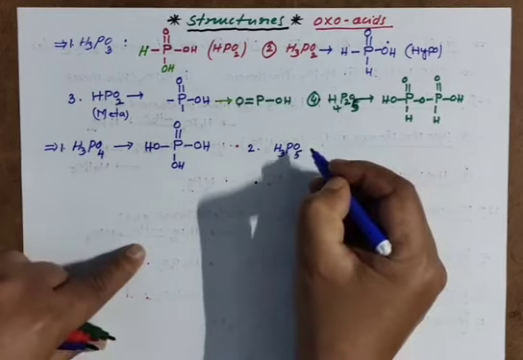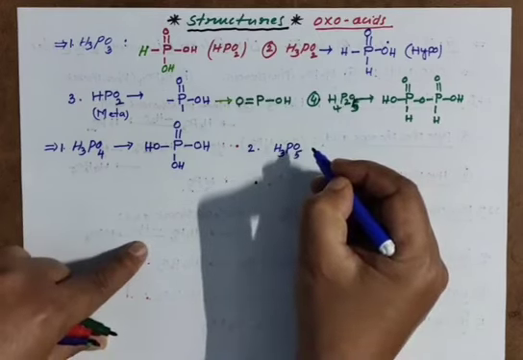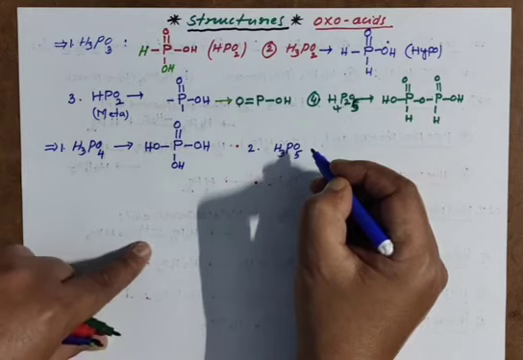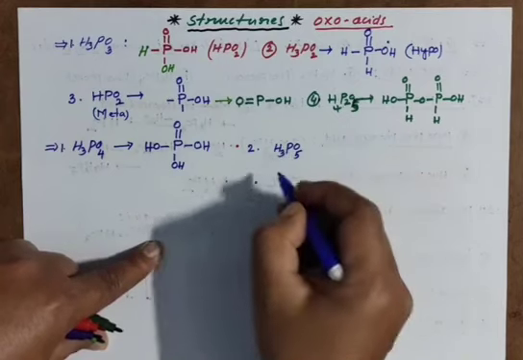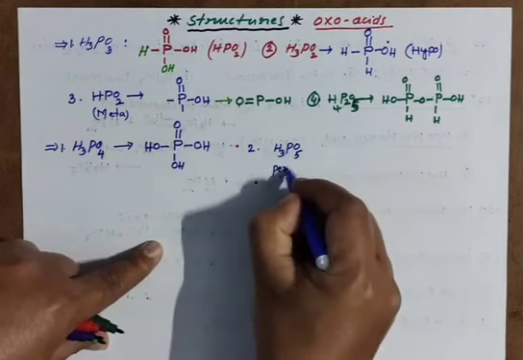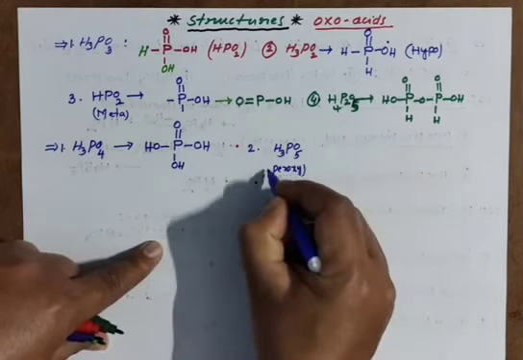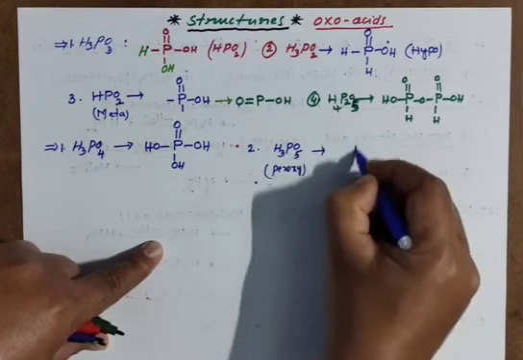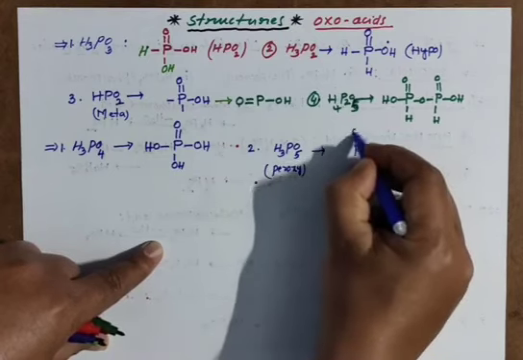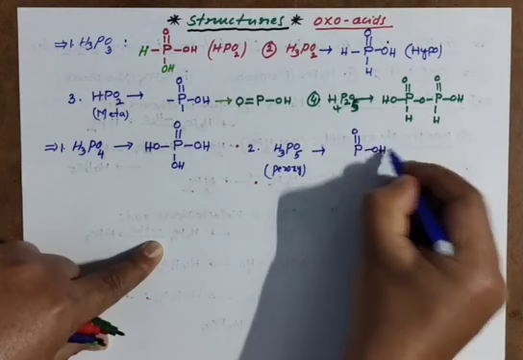H3PO5. H3PO5 means peroxy. What is this? Peroxy phosphoric acid. What is the basic unit? P double bond O, OH is the basic unit.